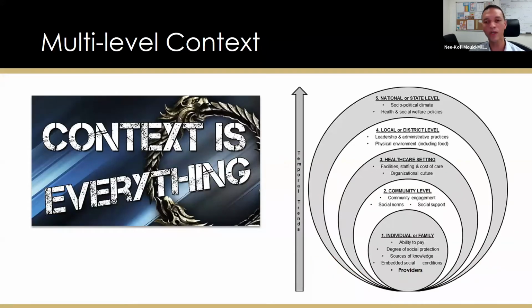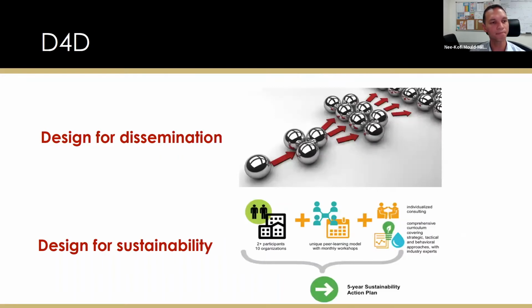This phrase is used very commonly in the field: context is everything. You'll see frequently, if you look at implementation science models and frameworks, that there are various levels represented, starting from the individual, extending out to the community, the healthcare setting, and all the way up to the national or policy level in some instances. And it's a reminder to us to think about how our intervention is impacted by and influences each of these strata of context.